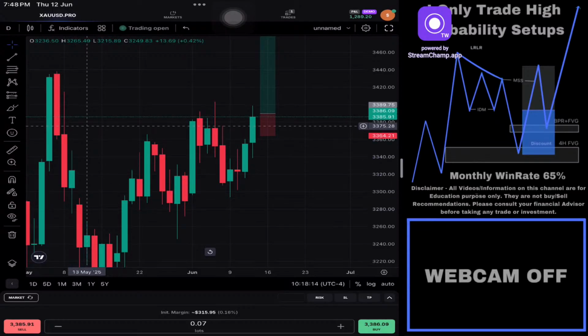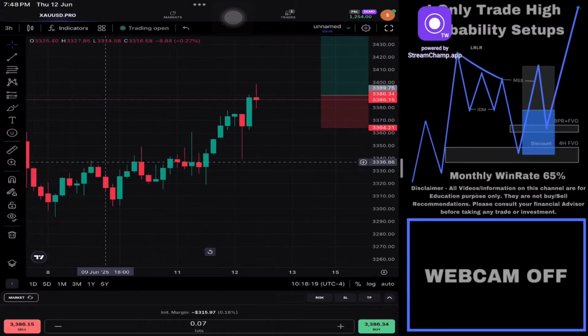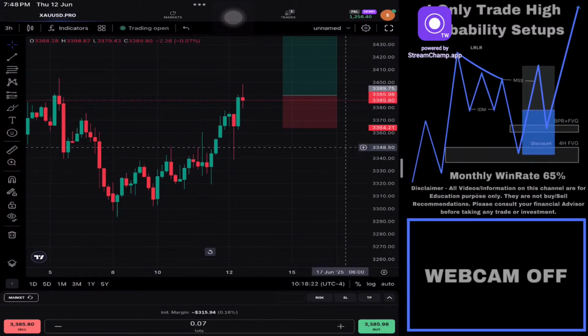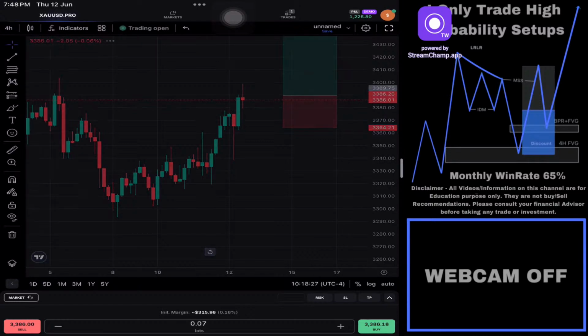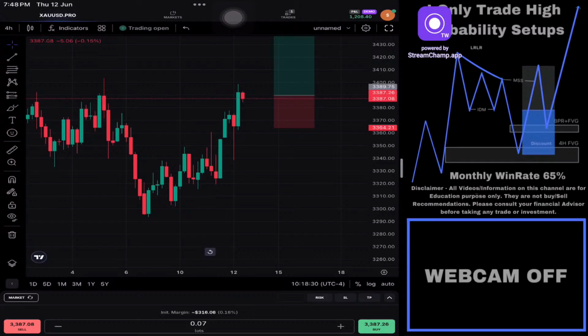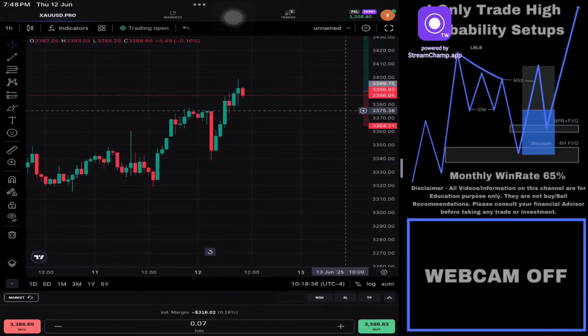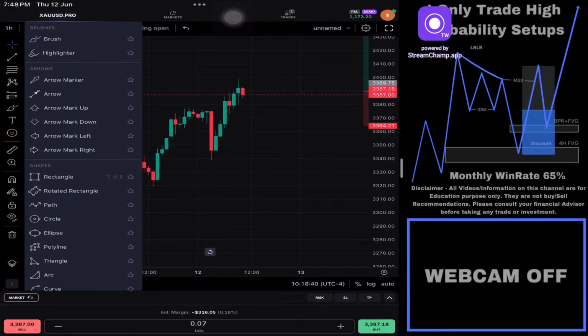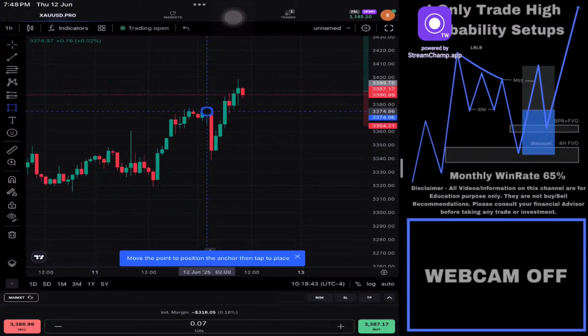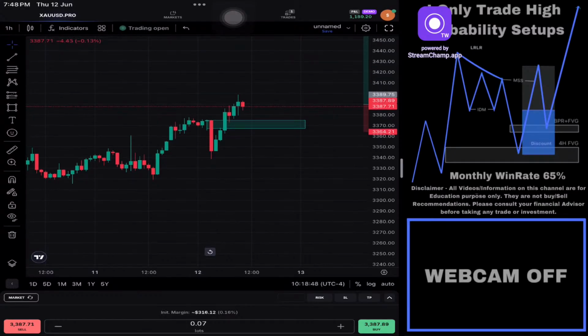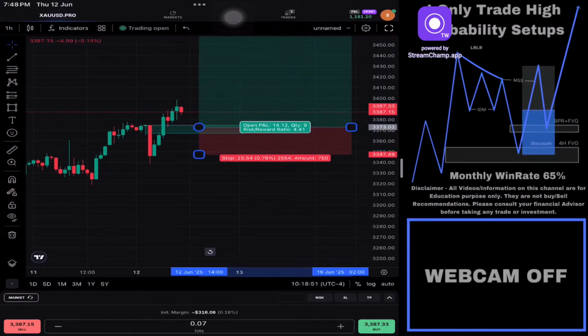So let's wait patiently, and if I find a very high probability breaker block, that was the 4 hour. This is the 4 hour time frame, and this is a very good area for the breaker block. This is a 1 hour breaker block. If market taps into this breaker block, then we can play toward the new all-time high like this.